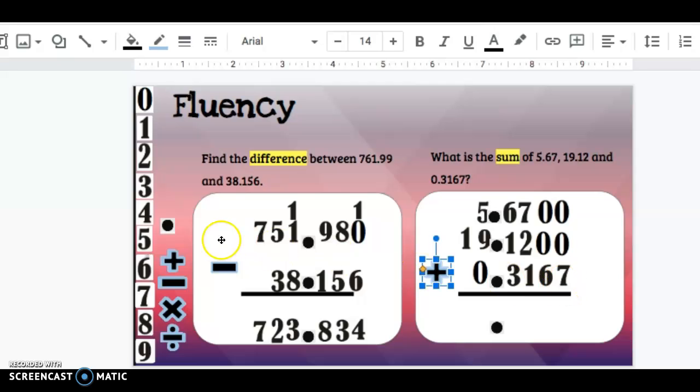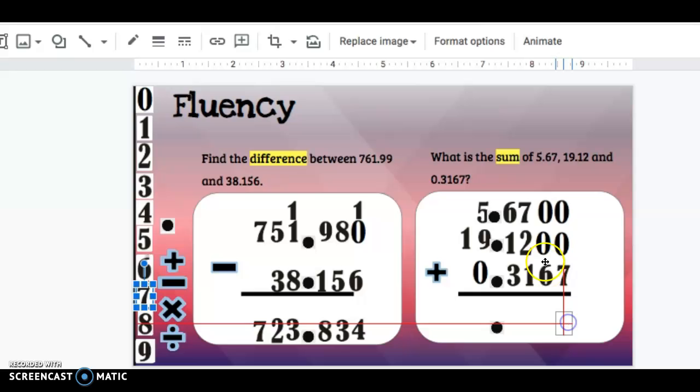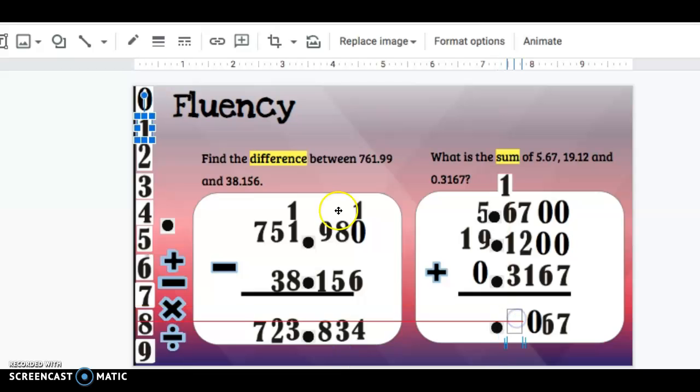0 plus 0 plus 7 is 7. 0 plus 0 plus 6 is 6. 7 plus 2 is 9. 9 plus 1 is 10. So I put my 0. And I'll bring up my 1. 6 plus 1 is 7. 7 plus 1 is 8. 8 plus 3 is 11. So I put my 1 down. Bring up my other 1. And begin to add.